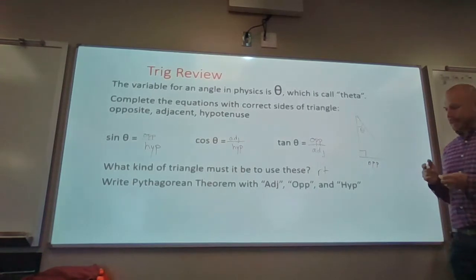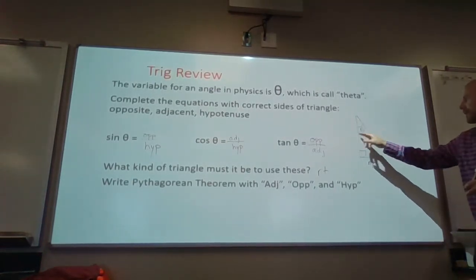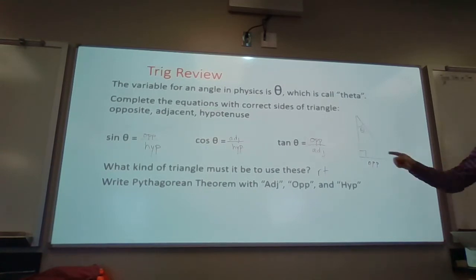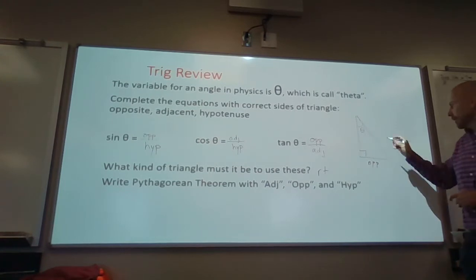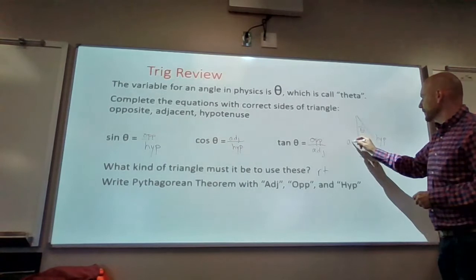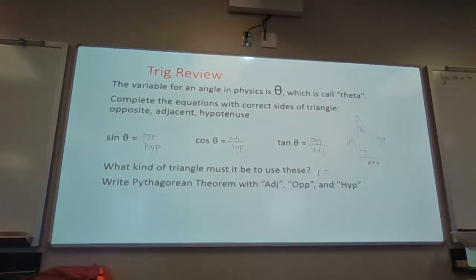Okay. When we say adjacent, adjacent means touching. Well, there's two sides that are touching this angle. How do you know which one it is? Well, one of those two is the hypotenuse. The hypotenuse is always the side that is opposite of the right angle. It's always the longest of the sides. So that's my hypotenuse. Therefore, this leaves that to be our adjacent side. Okay, that's where you get those labels from.